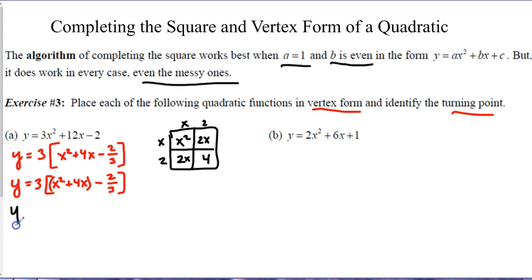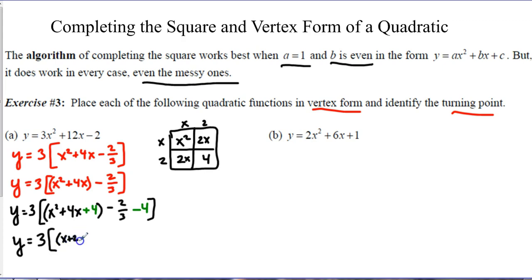Well, let's show what that will look like down here. Just basically recopy what I've got. And I'm going to use a color here to show you. I'm going to put in here the 4 that I wanted to add to complete the square. Still have the minus 2/3. But in order to balance things, we have to subtract the 4. All right. And now we just have to clean all this up. So we've got the 3 still out in front, factored out. This can be expressed, well, it's a square with x plus 2 as its two factors.